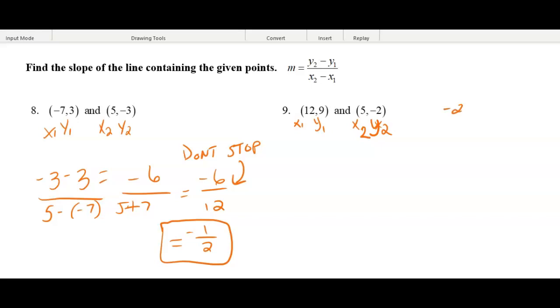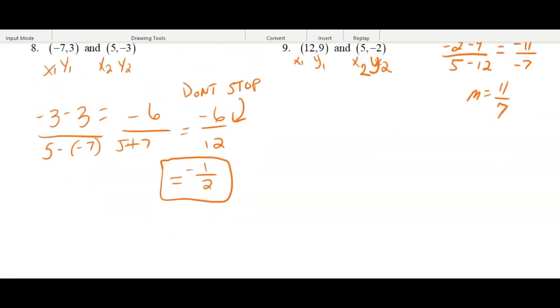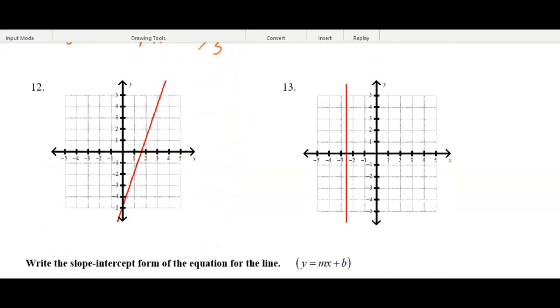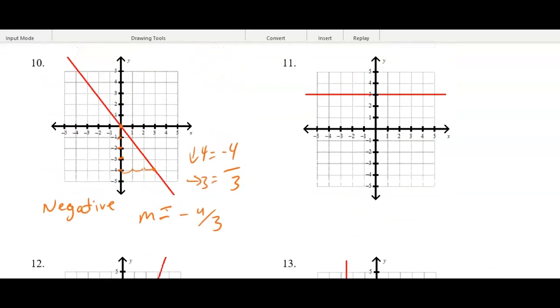So we have -2 minus 9, and here we have 5 minus 12. So if I'm at a negative 2 and I subtract 9 more, I'm now at negative 11. And if I'm at 5 and I subtract 12, I am now at a negative 7. So that simplifies to 11 over 7. We started to do these yesterday. It was just a coincidence that looks like we're going to have one positive, one negative.